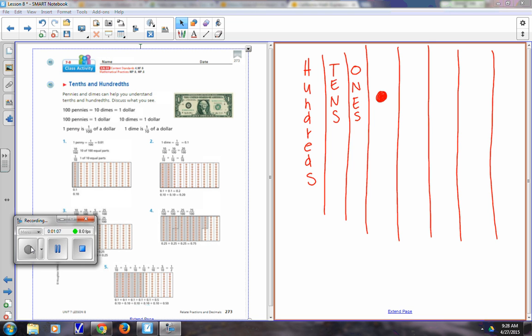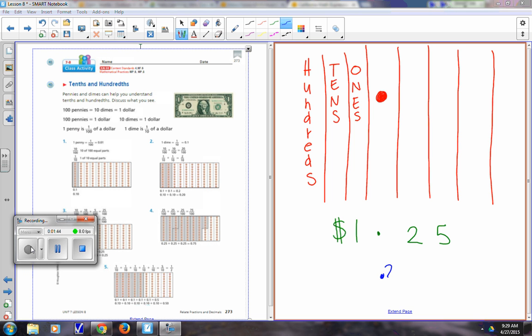So like when you're doing, for example, I'll give you an easy example, okay? When you're saying $1 and 25 cents. That 25 cents represents 25 hundredths. It's 25 out of 100, right? Because how many pennies are in a dollar? 100. So this right here equals 25 hundredths. It's 25 pieces of that 100 pennies.